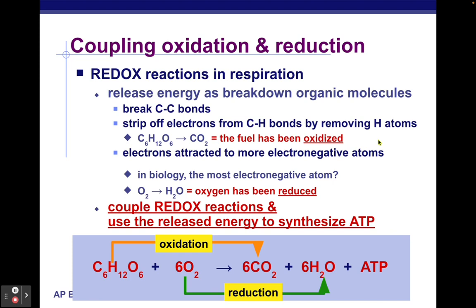Electrons are attracted to more electronegative atoms. In biology, what's the most electronegative atom? It is oxygen. We've been talking about it. So oxygen turns into H2O, which is water. When you see H2O, that means oxygen has been reduced. We couple redox reactions and use the released energy to synthesize ATP. So oxygen is two oxygen atoms, and they're both looking for electrons. Yeah, that's how we do it.